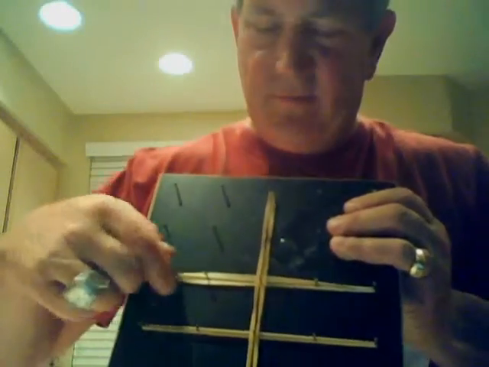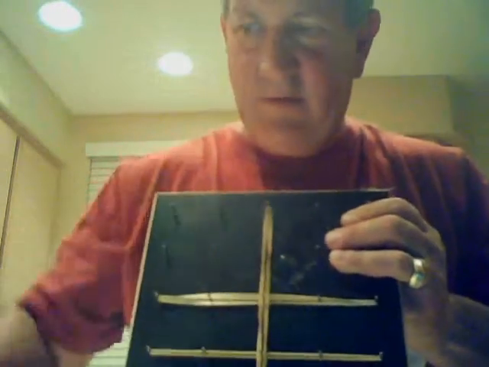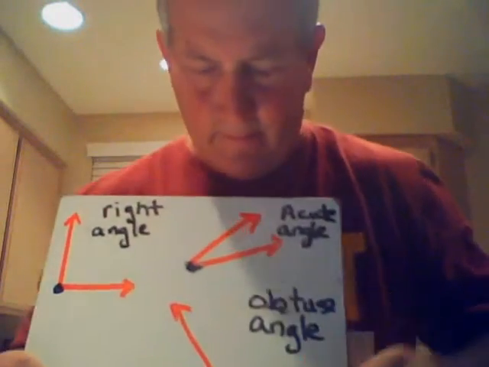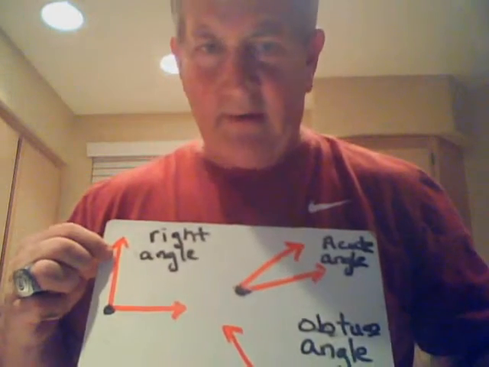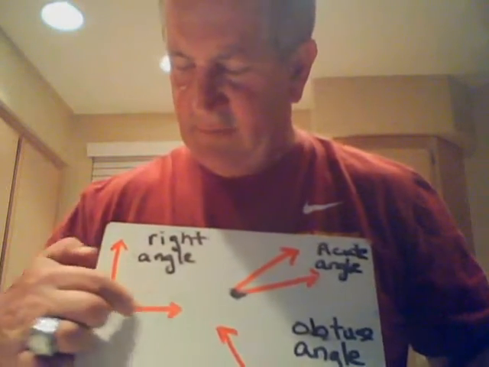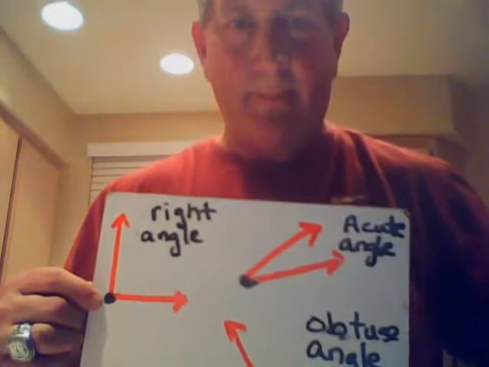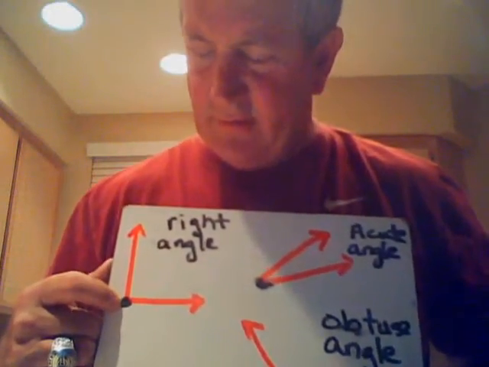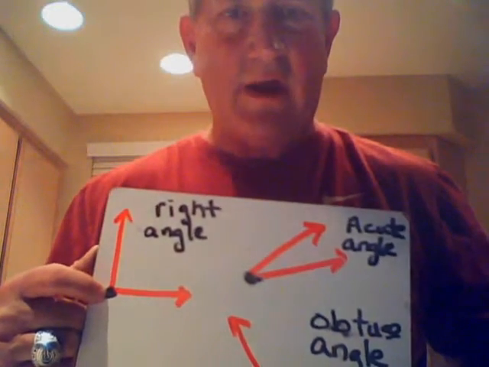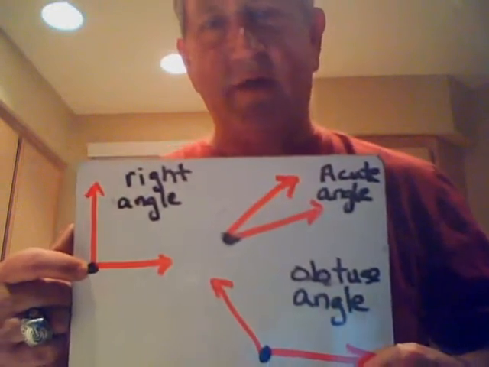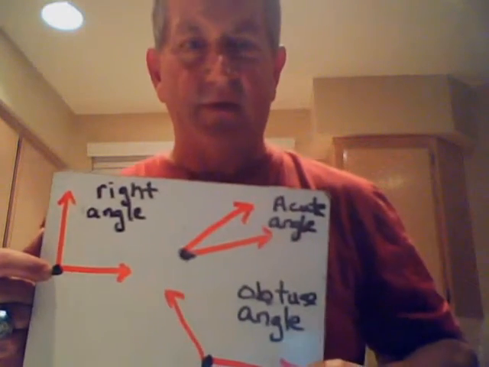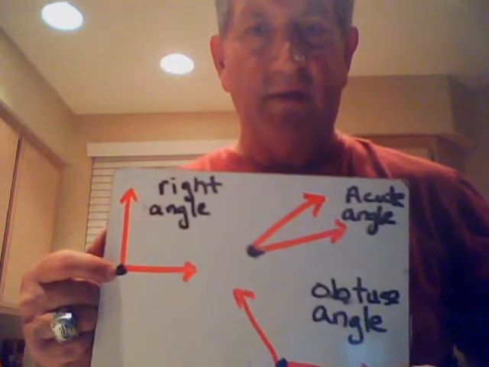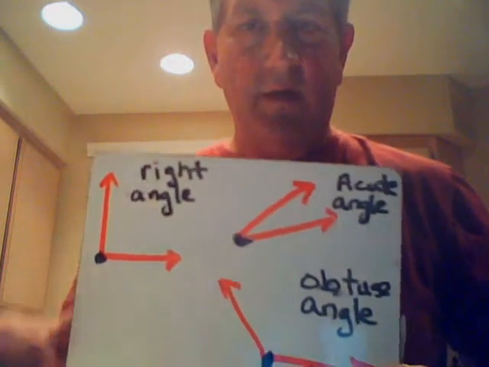Now, we also have angles. And here we have a right angle. A right angle has two rays and one end point. And if you form an L with your fingers, that corner of the angle is what we call a right angle. In other lessons, we're going to talk about degrees. This would be 90 degrees. And there are 4 right angles to a circle.